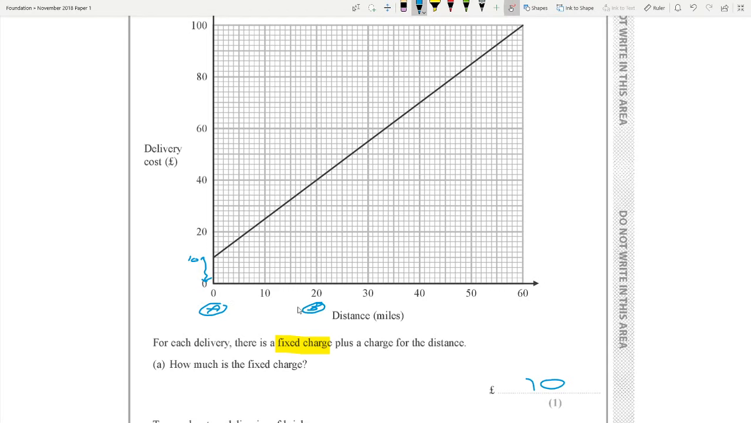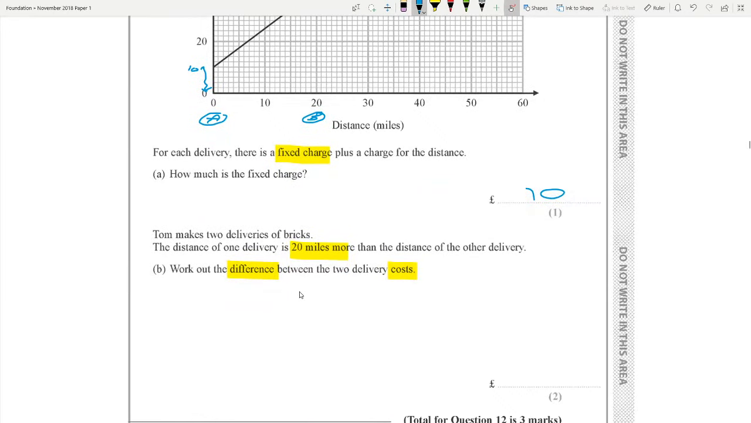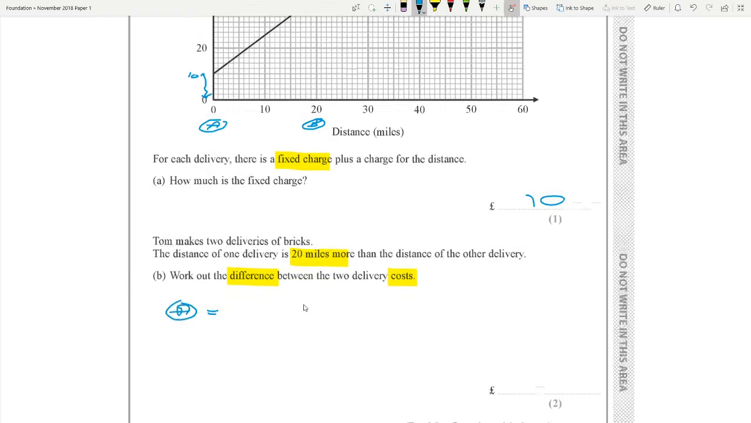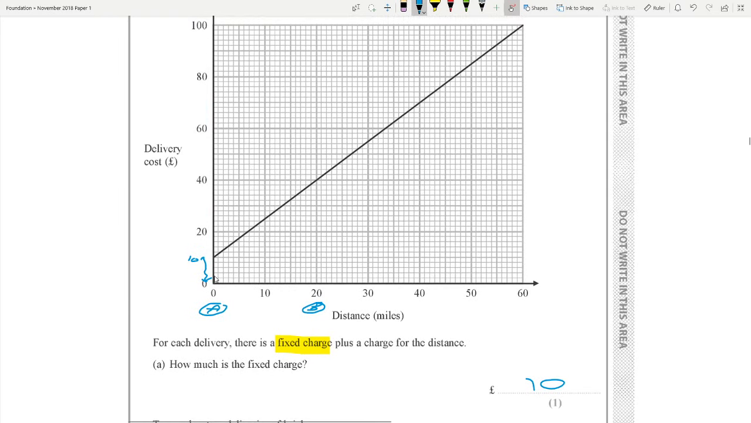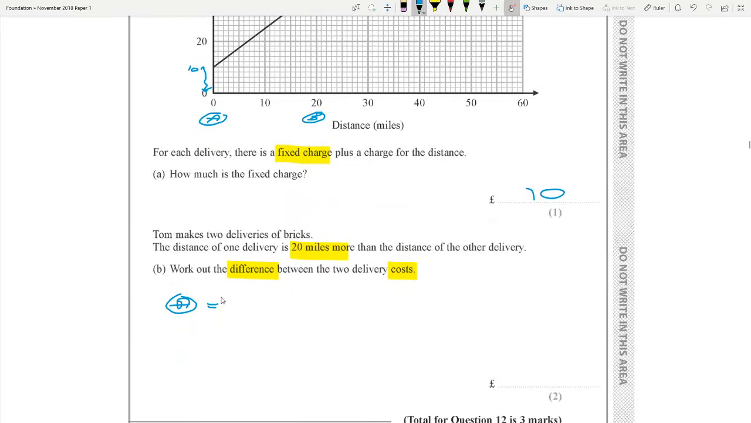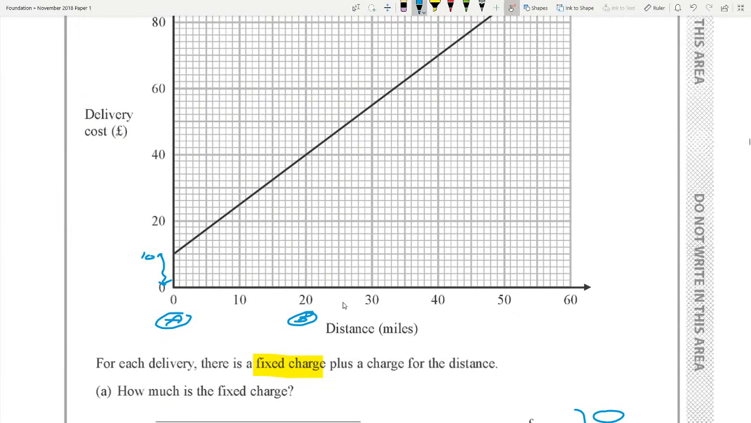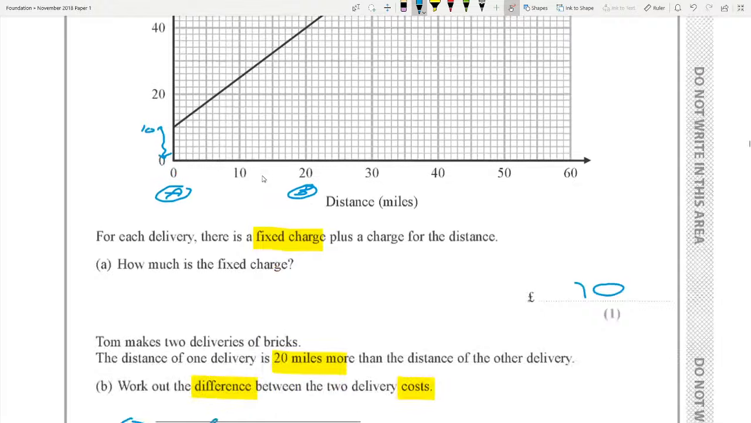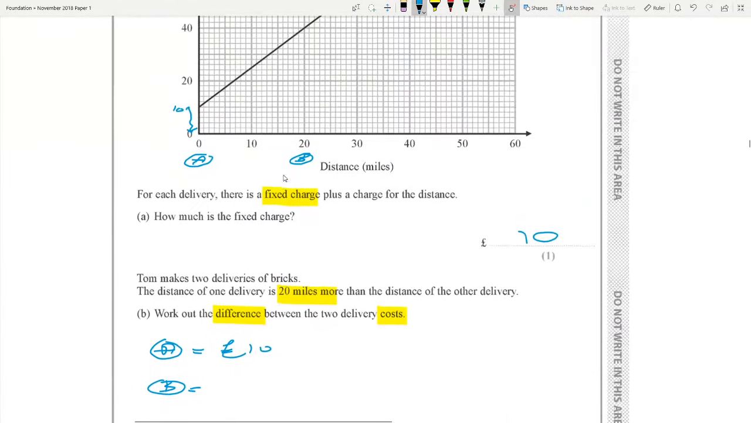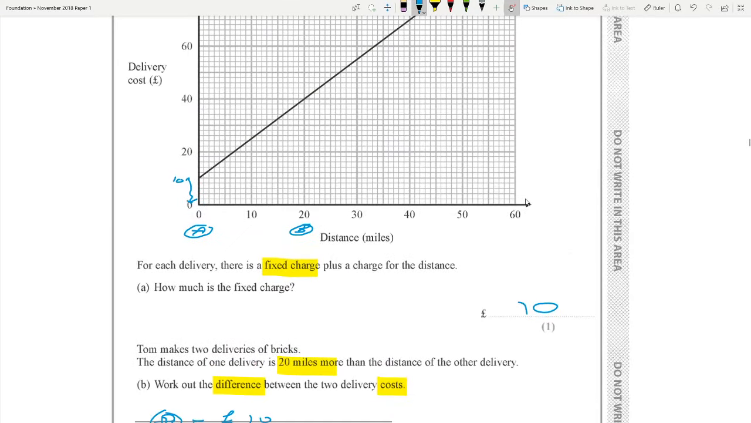So what was the cost at point A? It's just that fixed cost of £10. So at point A, the cost was £10. What was the cost at point B? If you look here, point B, at 20 miles, coming up at 20, going across, what's the cost? £40. So at point B, at 20 miles, the cost is £40.